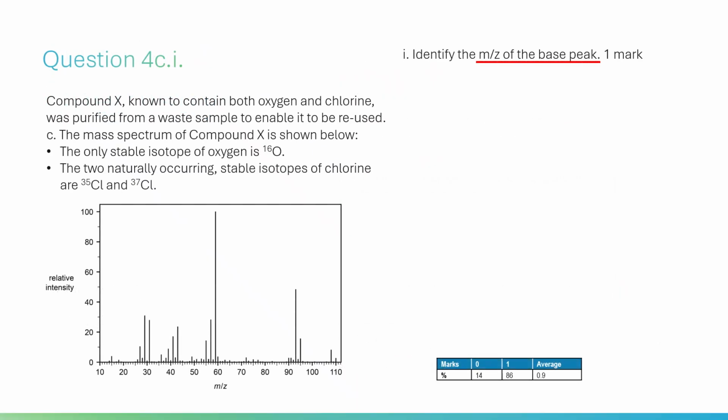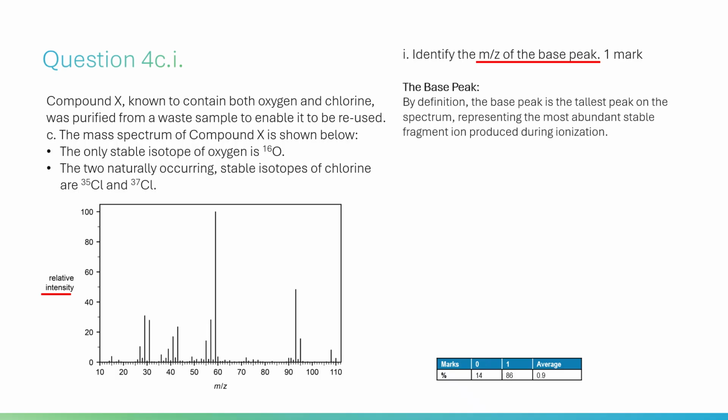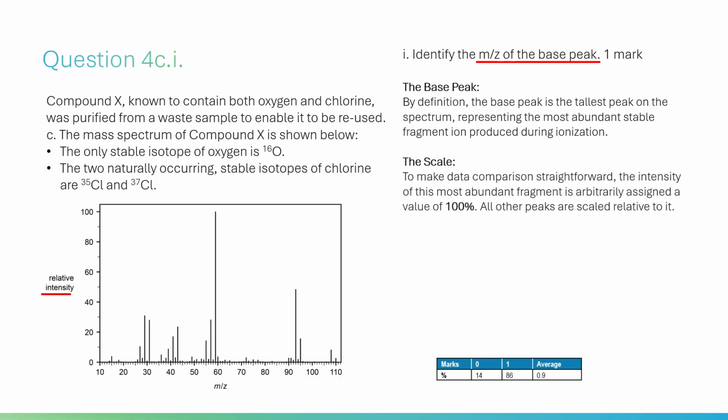Identify the m/z of the base peak. 1 mark. In mass spectrometry, the spectrum is plotted with the mass-to-charge ratio on the horizontal axis and the relative intensity on the vertical axis. The base peak, by definition, is the tallest peak on the spectrum, representing the most abundant stable fragment ion produced during ionization. The scale: to make data comparison straightforward, the intensity of this most abundant fragment is arbitrarily assigned a value of 100%. All other peaks are scaled relative to it.